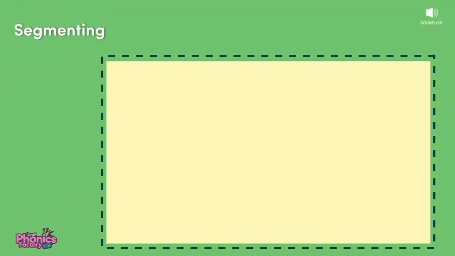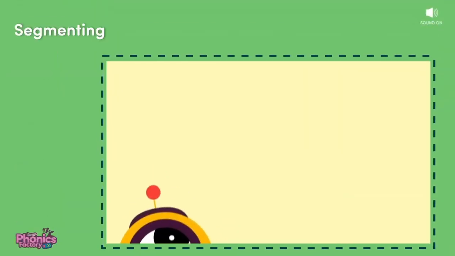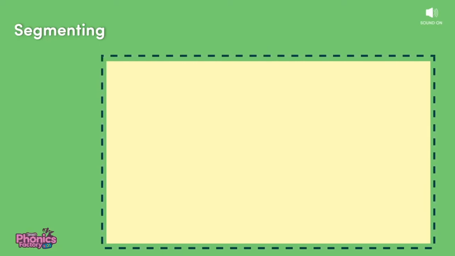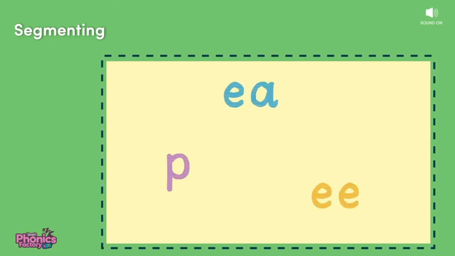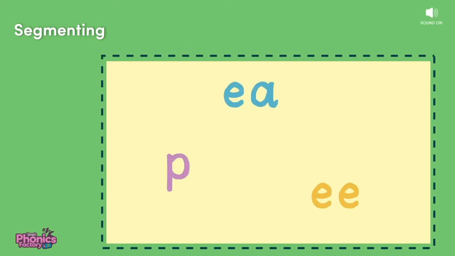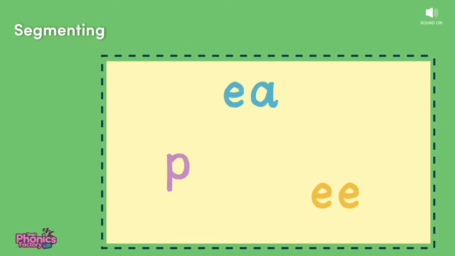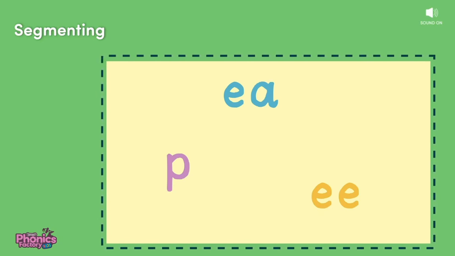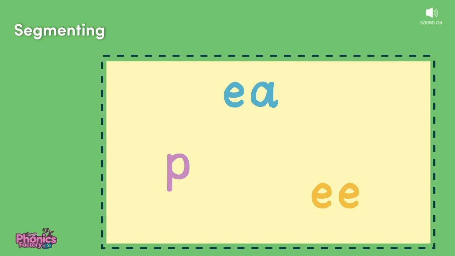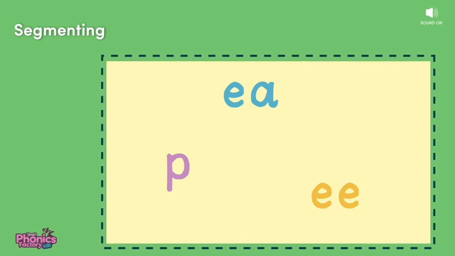Now let's look at segmenting. Let's make a word using the E sound. Pea. One of my favourite vegetables, pea. What two sounds are in pea? That's right. Now, which graphemes do we need?